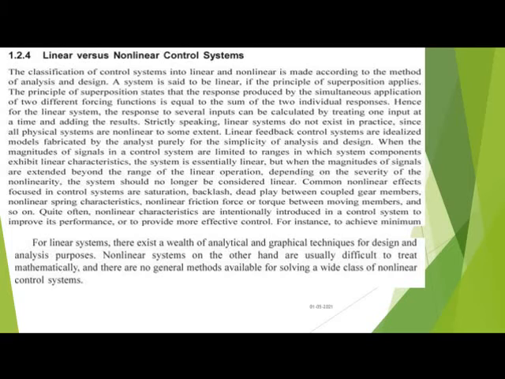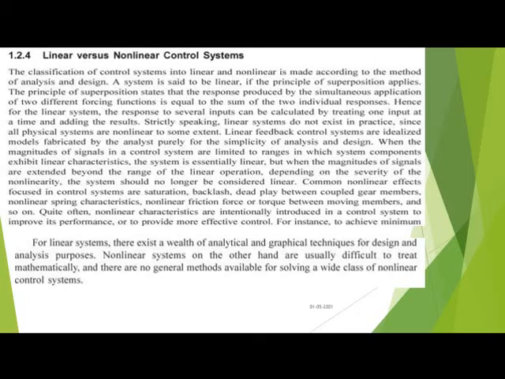A system is said to be linear if the principle of superposition applies. The principle of superposition states that the response produced by the simultaneous application of two different forcing functions is equal to the sum of the two individual responses. Hence the system is a linear system. The response to several inputs can be calculated by treating one input at a time and adding the results.